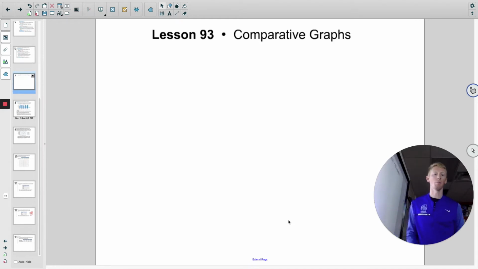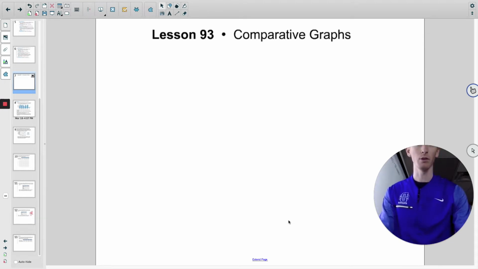Lesson 93, Comparative Graphs. Make sure you have your notebook and a pencil. Write down some of these example problems, and we'll get started.